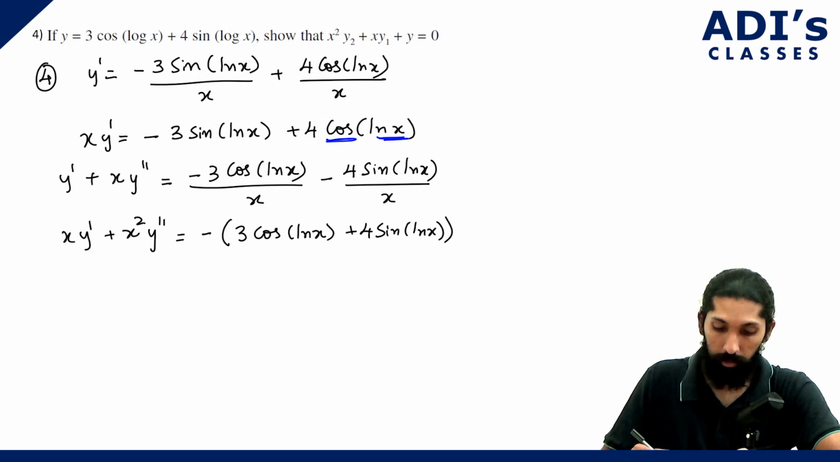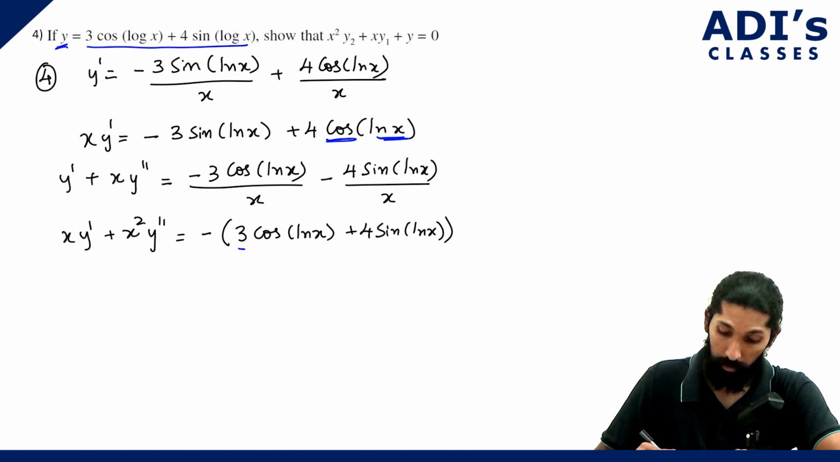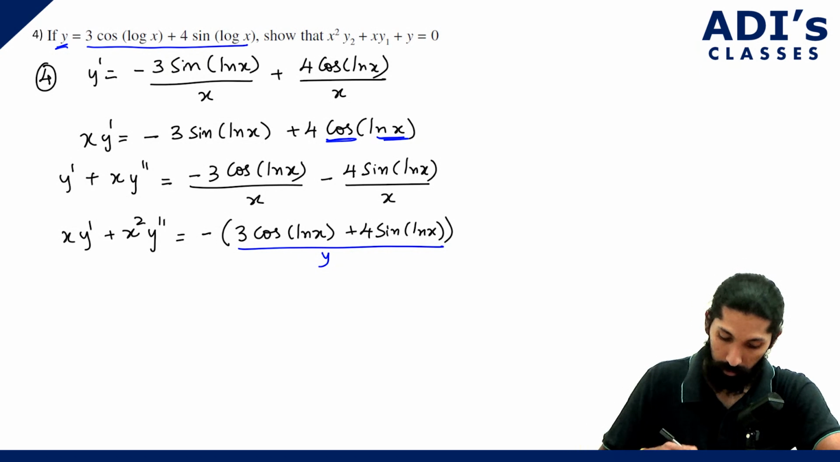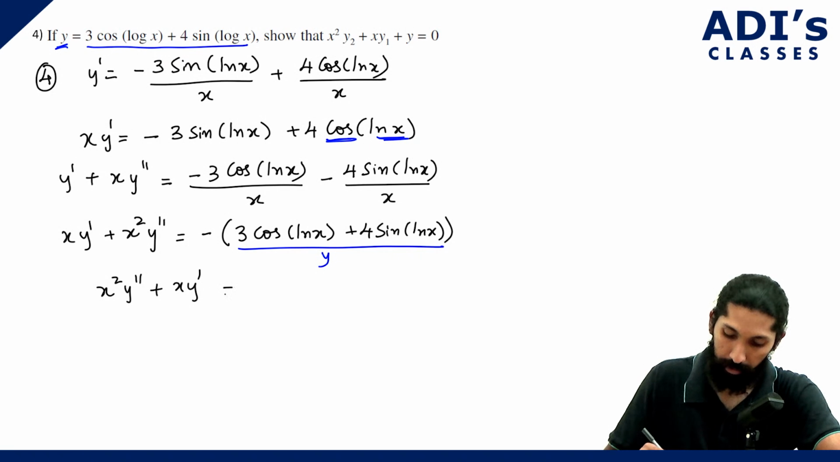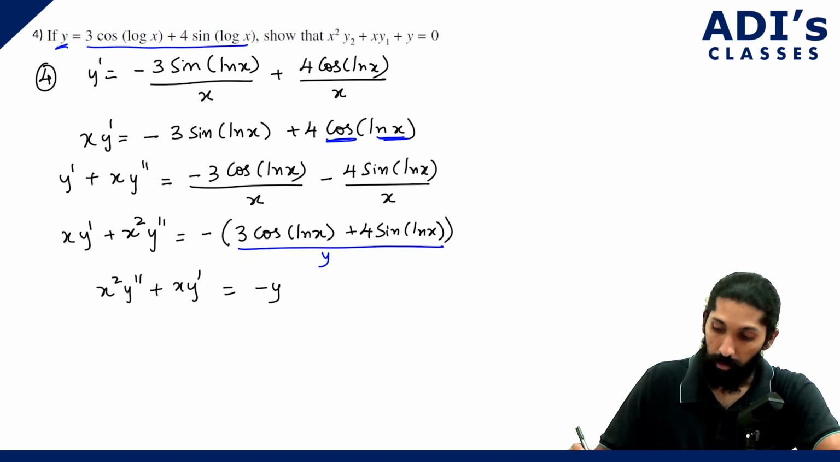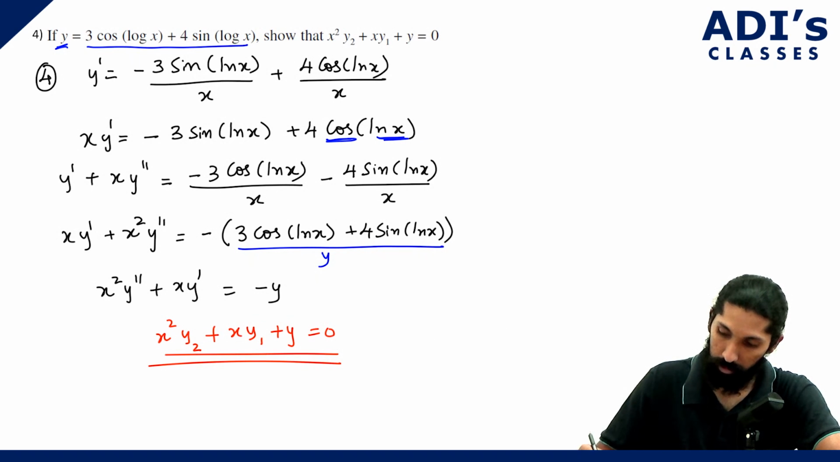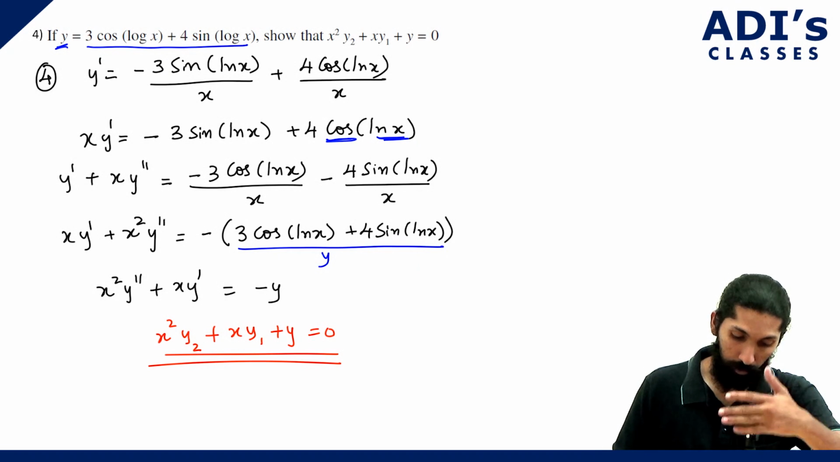Right? Look at the question. If you look at the question, this is nothing but y. Correct? So what do you get? You get x square into y double dash plus x into y dash is minus y. Take the y on this side. You will get x square into y2, that is y double dash, plus x into y1 plus y is equal to 0. See, this is what it is. All right, this is the answer for the fourth one.